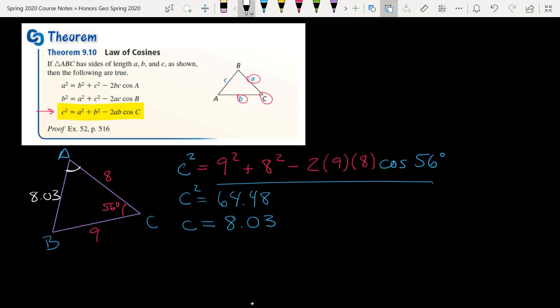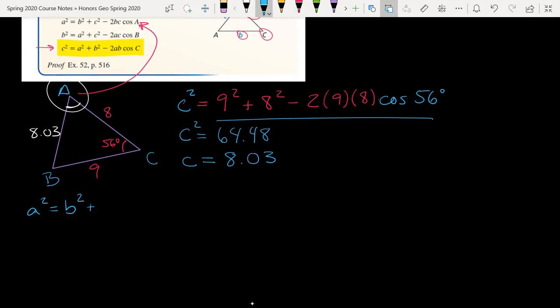If we want to find angle A, we're going to have to use the version of the law of cosines that contains the cosine of angle A. That's the first one here. So let's write that down and fill in what we know and solve for what we don't. So we know everything here except for the cosine of A.